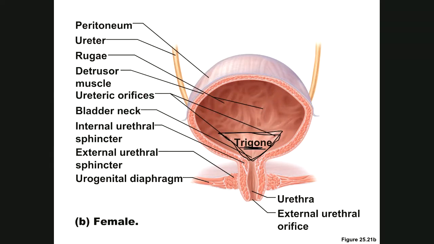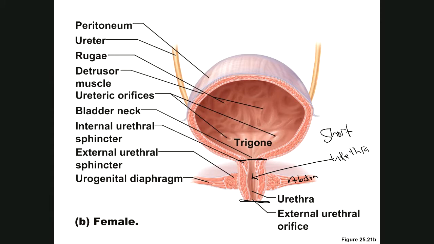So the trigone is this flat surface on the bottom of the bladder, and it acts almost like a slide, like at a playground where kids slide down the slide. And so urine tends to slide down the slide toward the urethral orifice. Well, here's the ureter then, and this is a female urethra. The female urethras are very short. They only have one section, and it passes through the abdominal wall.